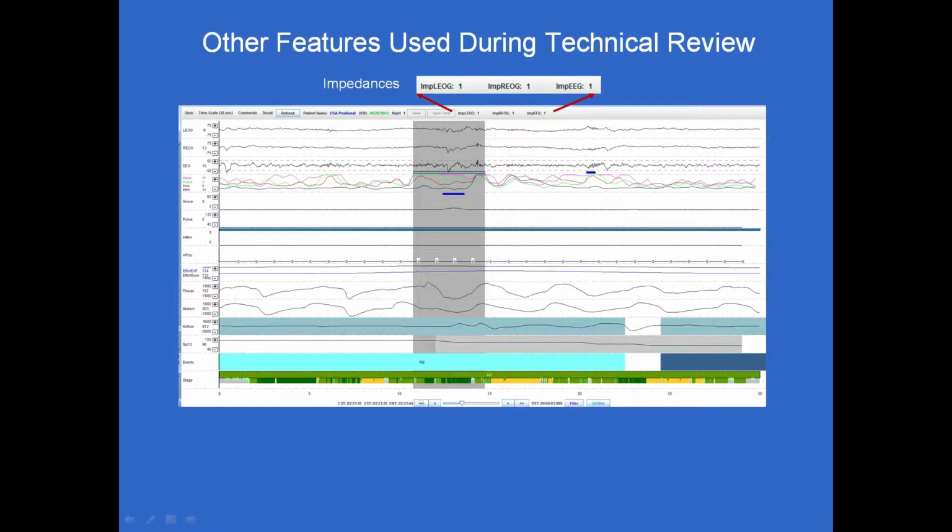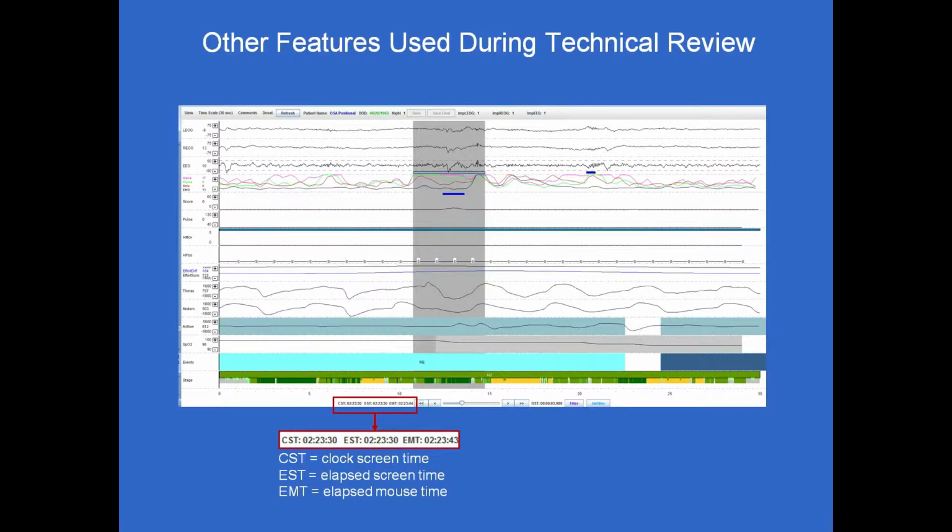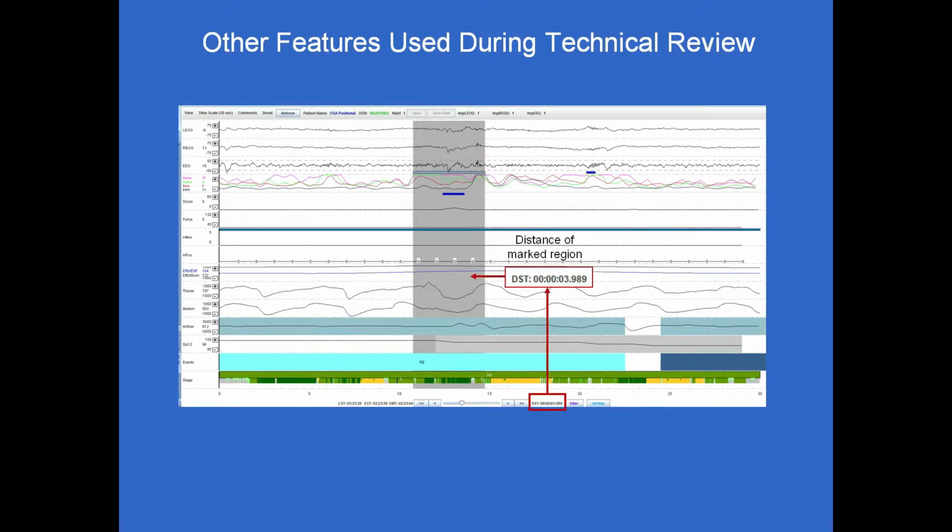Impedance values presented at the top of the screen can assist in interpretation of signals contaminated with artifact and identify when the sensors are not properly affixed. The clock time and the elapsed time based on the left edge of the screen and the elapsed time associated with the location of the mouse are presented at the bottom of the screen to assist with navigation. When the left click and drag feature is used, the elapsed time or distance of the region is presented in the bottom of the screen.